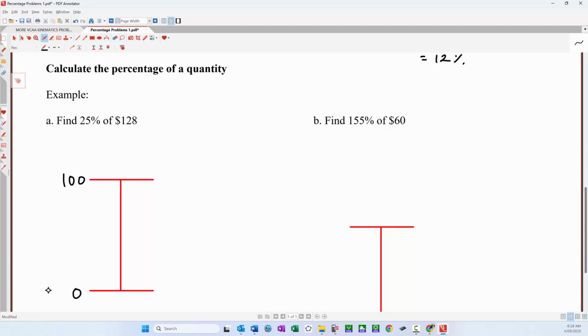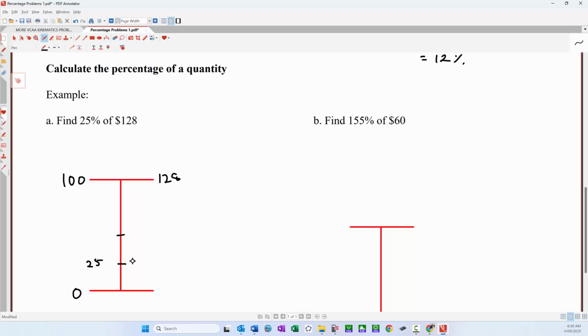This represents none of it. Now, all of this quantity is 128. And what we want to know is, what does 25% of it look like? So here's 50% over here, here's 25% over here.